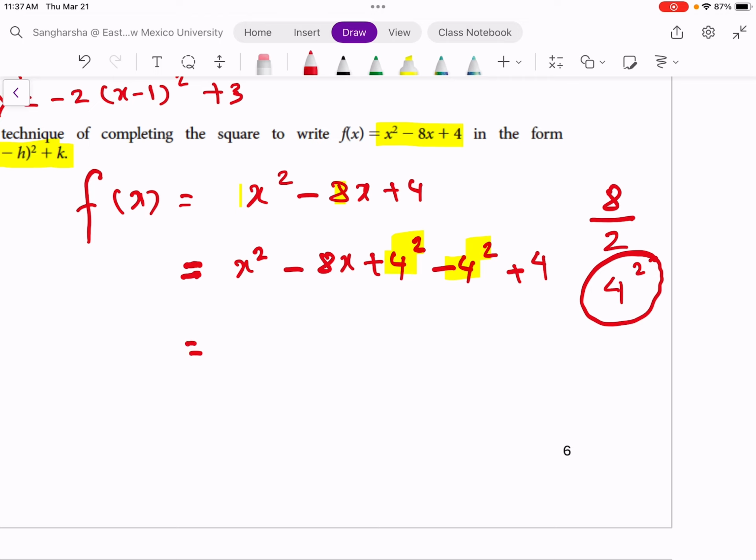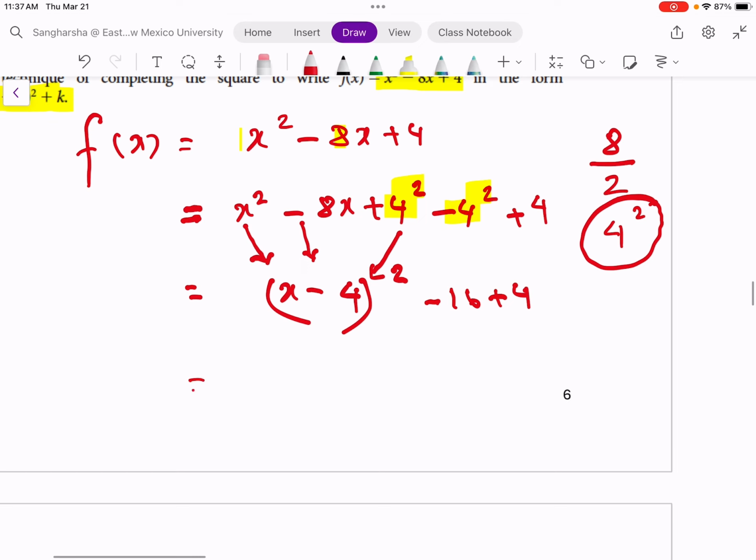So we take x from here, we take 4 from here, and we take the sign from the middle term, which is negative, and we write the whole square. So we have negative 4 squared, that is negative 16, plus 4. We have like terms, so this is (x minus 4) squared, negative 16 plus 4, that is negative 12.